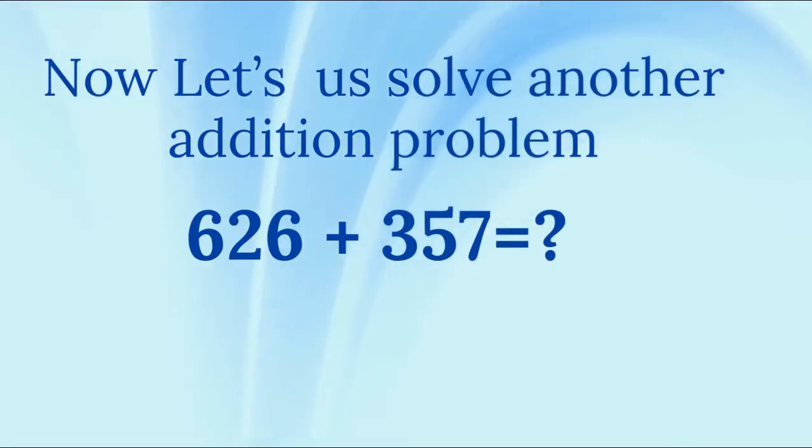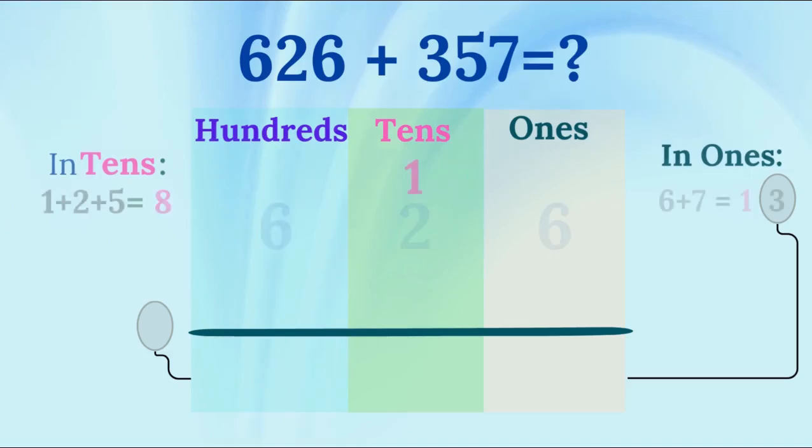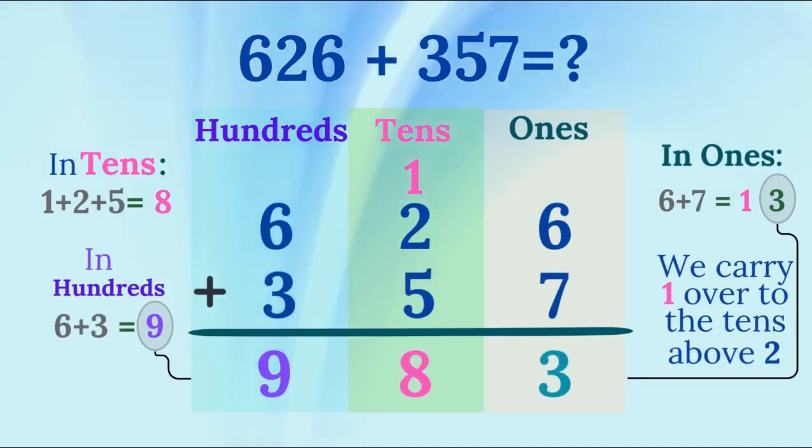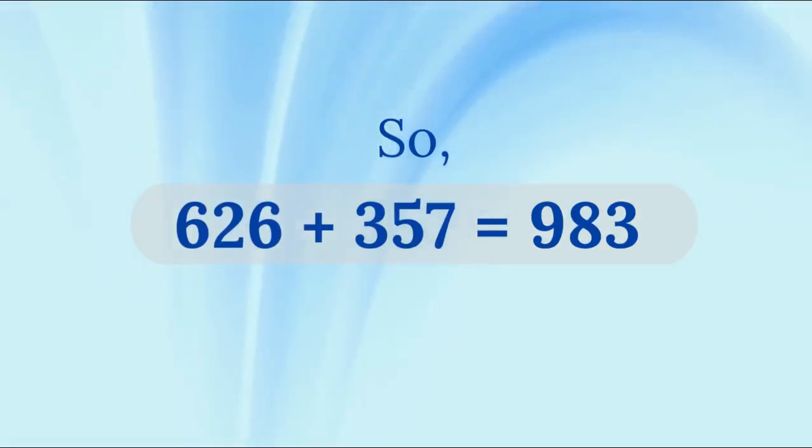Let's solve another example. 626 plus 357. We begin with the ones place. 6 plus 7 equals 13. We put 3 in the ones place and carry 1 over to the tens place. Now, we add the tens place. 1 plus 2 plus 5 equals 8. We put 8 in the tens place. Next, we add the hundreds place. 6 plus 3 equals 9. So, 626 plus 357 equals 983.